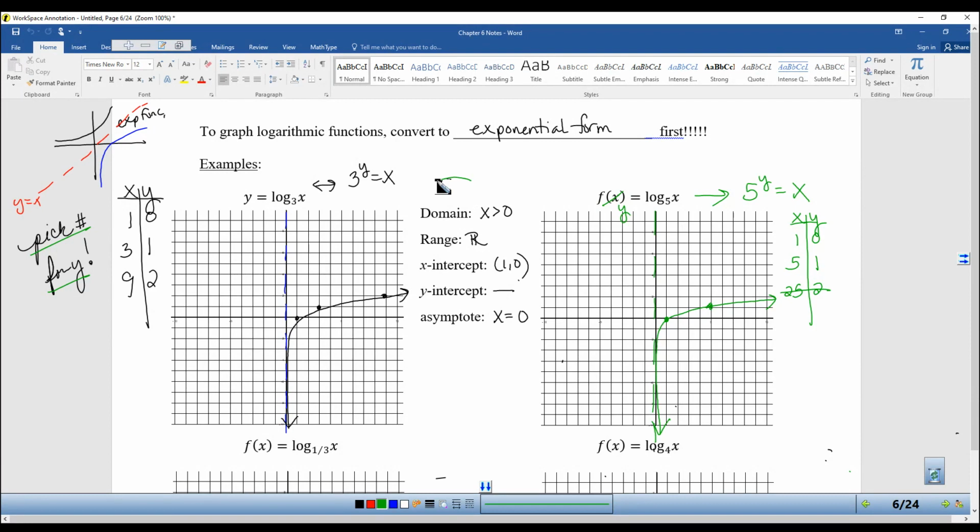Notice I only wrote this once in the center of the page. That's because it's the same for all of them. Every single one of them is going to be the same until we start shifting it left, right, up, and down.